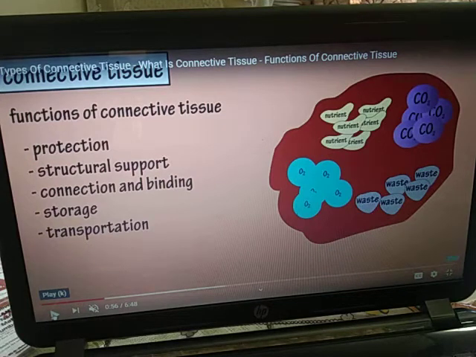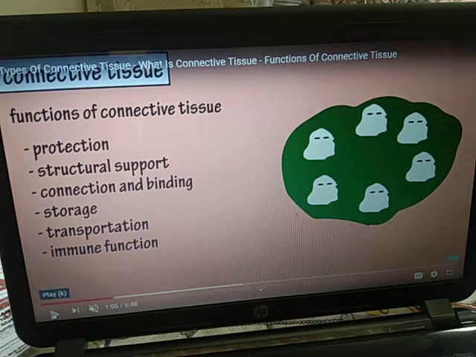Another function of connective tissues is transportation. We know very well that blood is liquid and it is responsible for transportation of the nutrients, gases, waste and hormones that are present in our body. In our body we have white blood cells, red blood cells and platelets. So white blood cells are responsible for fighting against the infection.